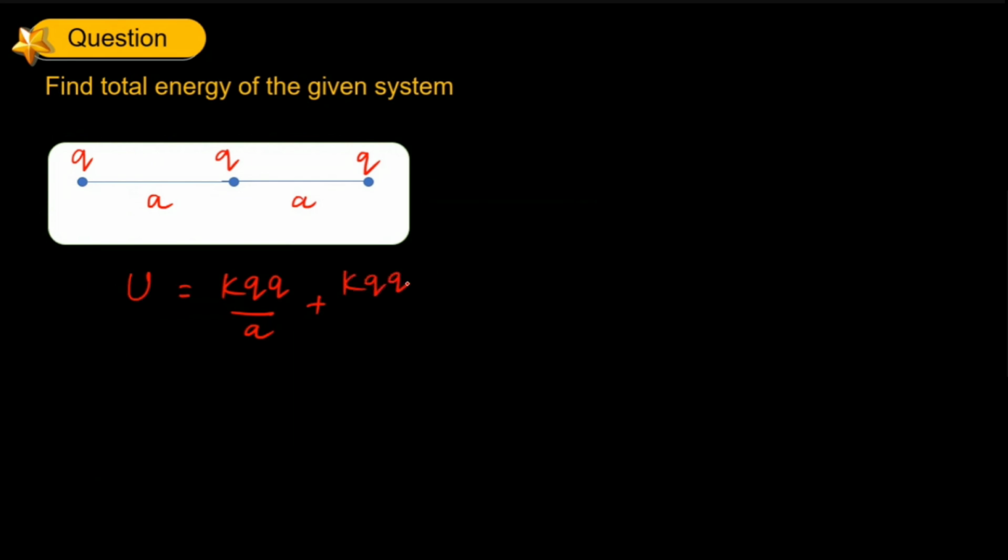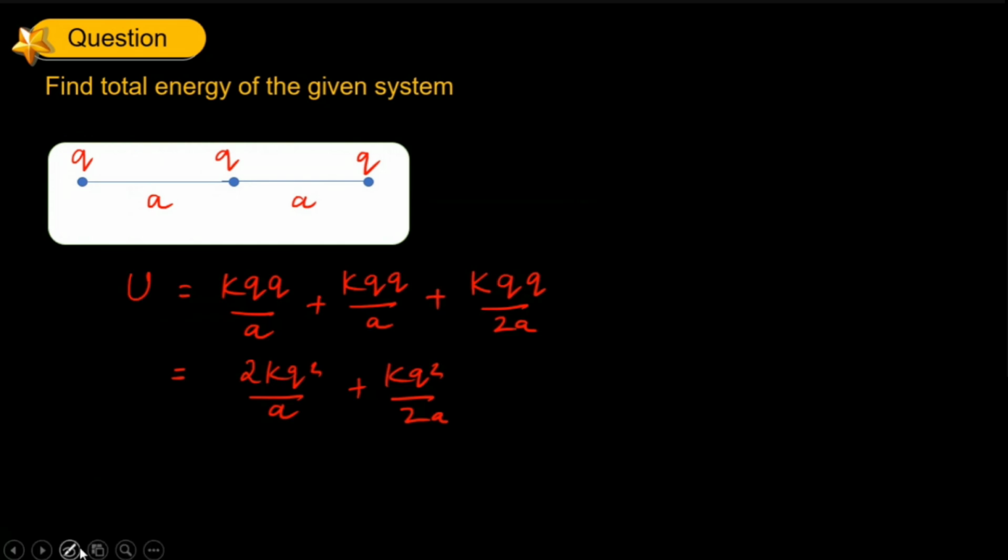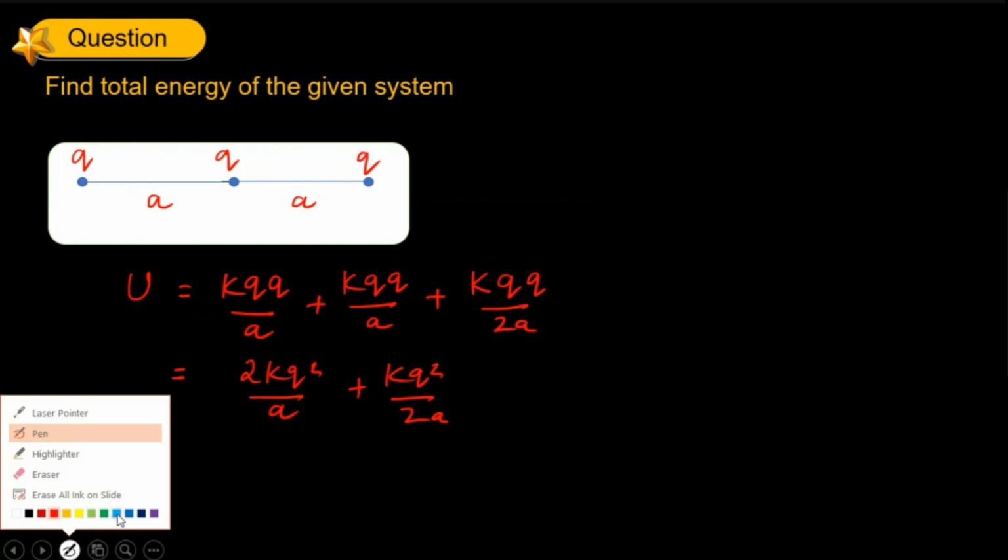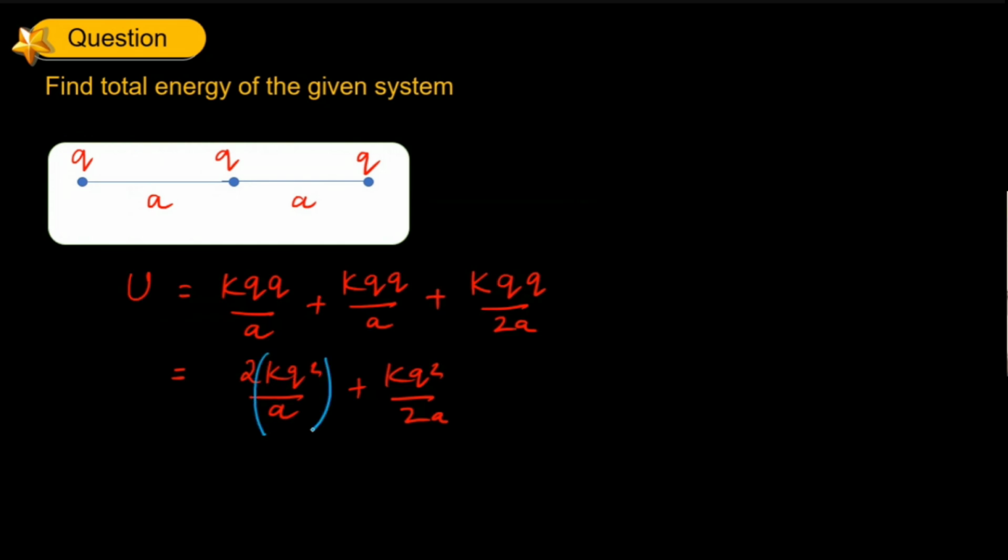plus K Q Q by A plus K Q Q by 2A, because it's double the distance. So 2KQ squared by A plus KQ squared by 2A. If you look at it properly, isn't it like 2 plus half?